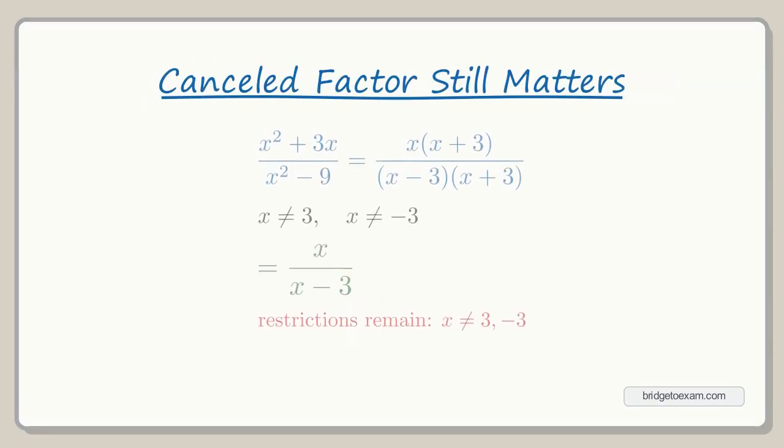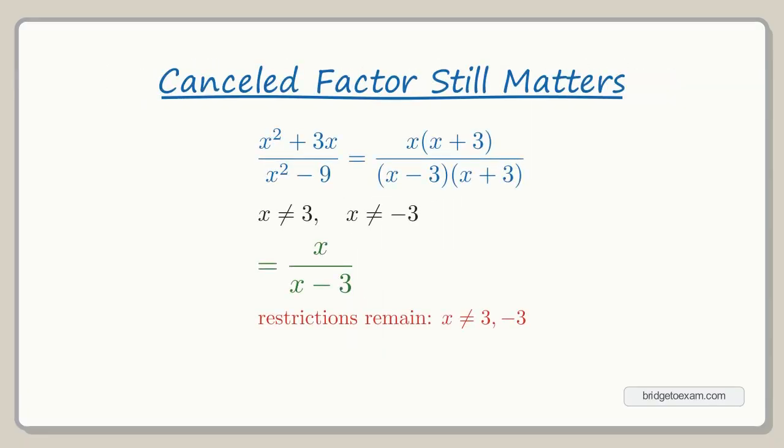For x squared plus 3x over x squared minus 9, factor everything first. The denominator is x minus 3 times x plus 3. So both 3 and negative 3 are restricted. The factor x plus 3 cancels, but x equals negative 3 remains excluded because it came from the original denominator.